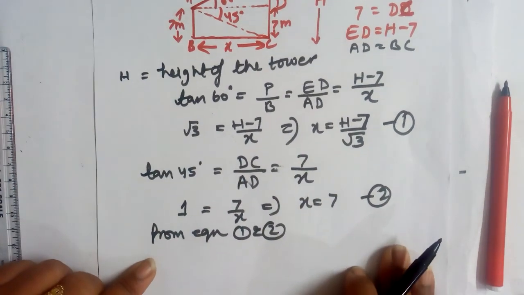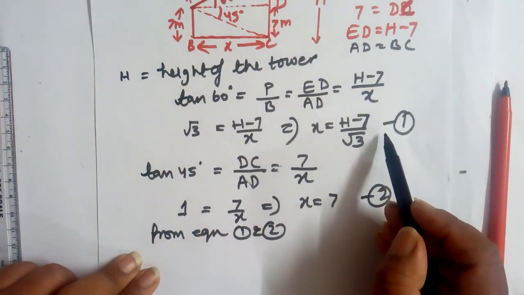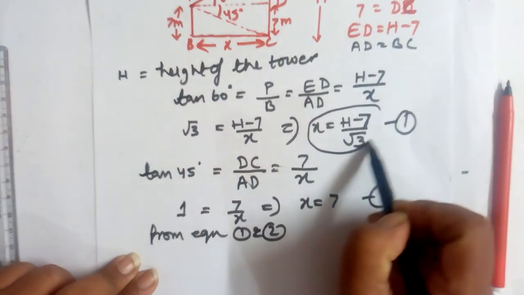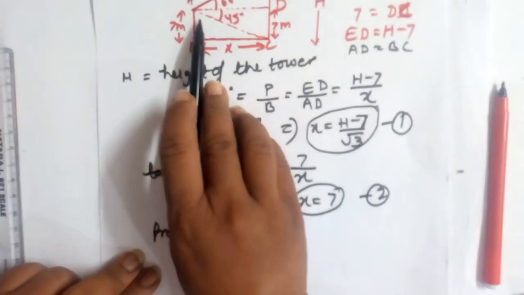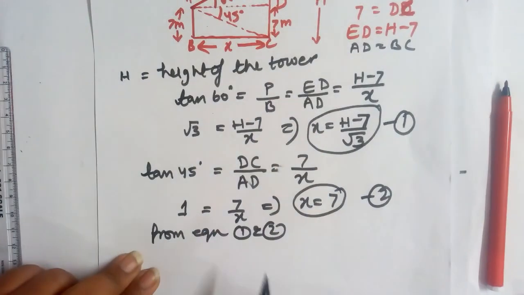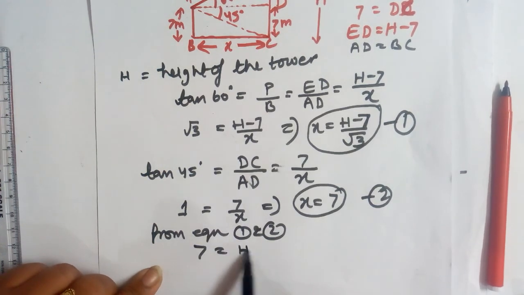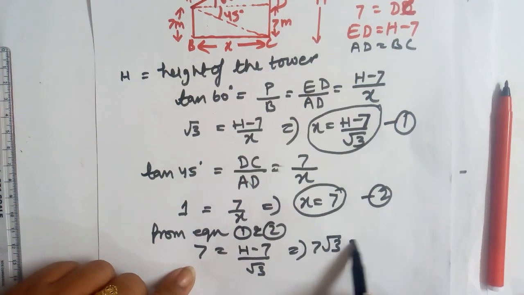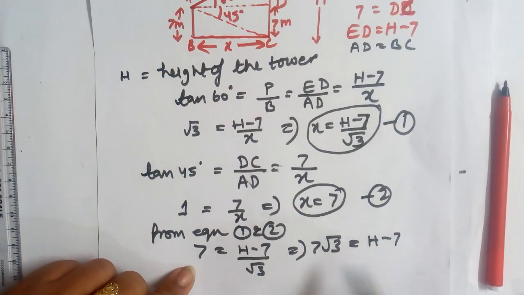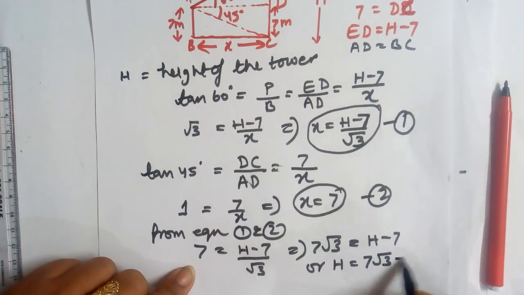So we can equate. So from equation 1 and 2, we have this equation 1, and this is the value of x when we use this triangle, that is ACD, with tan 45. So the value of tan 45 is 1. So 7 is equal to h minus 7 upon root 3. Yes, or we can say that 7 root 3 is equal to h minus 7, or h is equal to 7 root 3 plus 7.